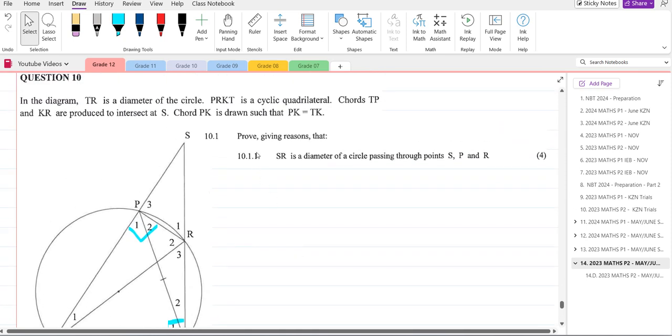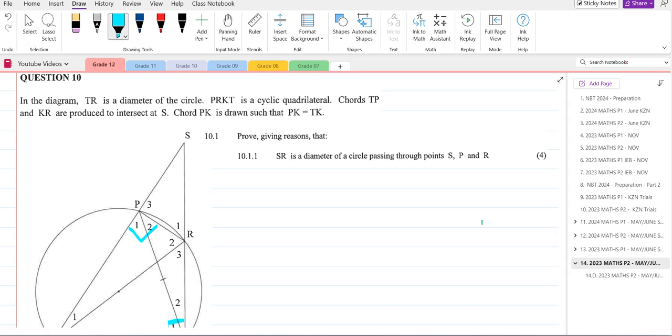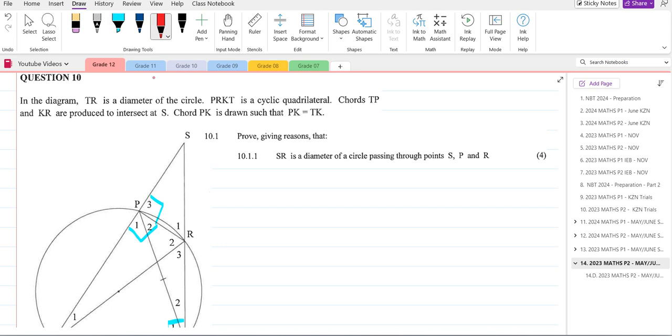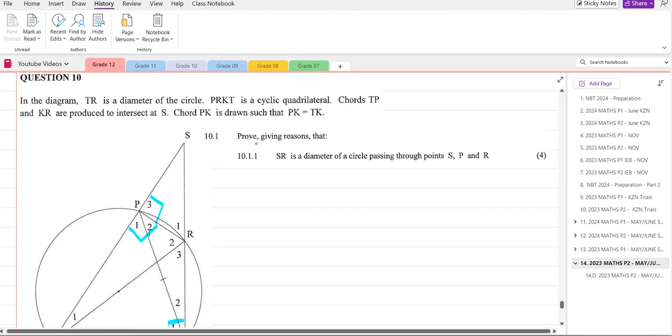Right, so first one: prove, giving reasons, that SR is a diameter of a circle passing through points S, P and R. So there's basically a circle passing through S, P, R. Well, angle P1 plus P2 is 90, so P3 will be 90. So, converse angle in a semicircle. Let's write that out first. Angle TPR is equal to 90 degrees. Why is TPR equal to 90? TPR is equal to 90 degrees because of the angle in a semicircle.